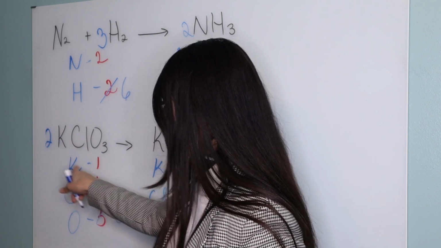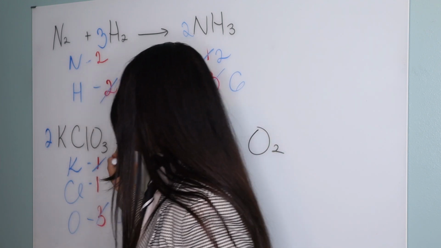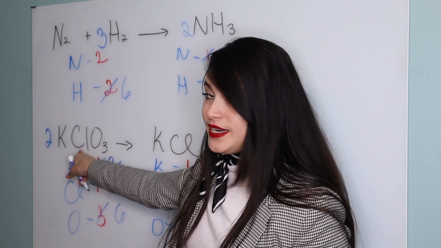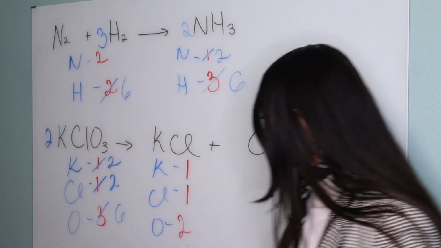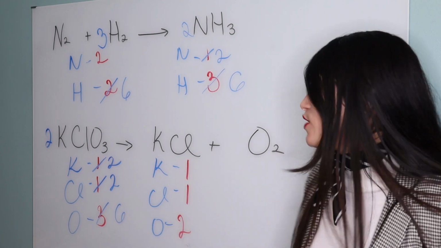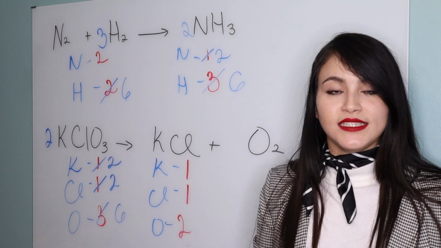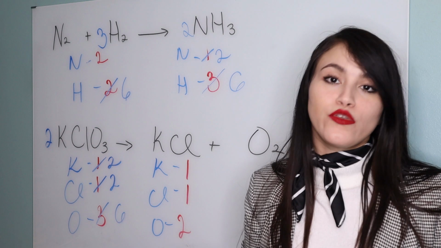So we had 1 initially, but I put the 2 here. So now we have 2 times 1, which is 2. We had 1 chlorine, but I put the 2, so same situation. Now we have 2. Over here, we said that the common denominator was 6. So you ask yourself, 2 times what is going to equal 6? The answer is going to be 3.